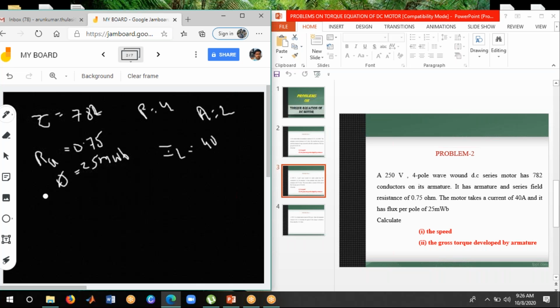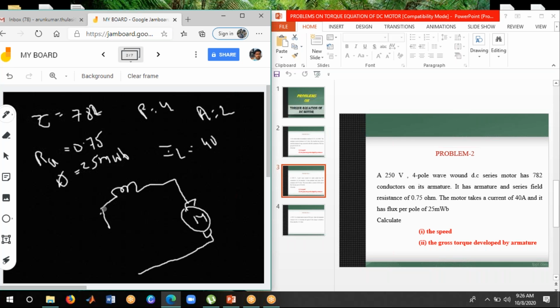Before that, I will draw a circuit diagram for the DC series motor. So this is the motor and this is the armature winding. The name itself indicates that when armature winding and field winding are both connected in series, we call it a DC series motor. I am connecting the series winding in series with the armature.